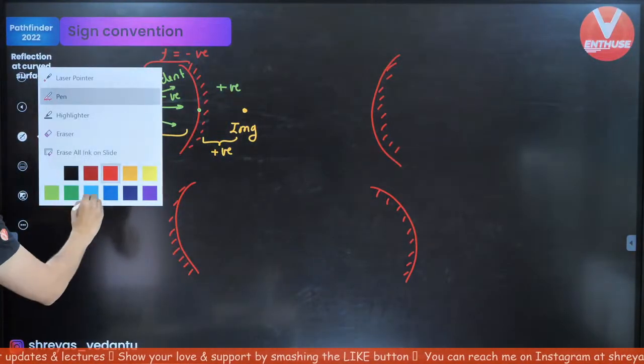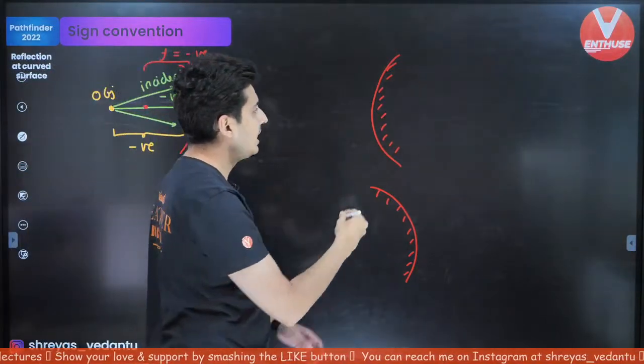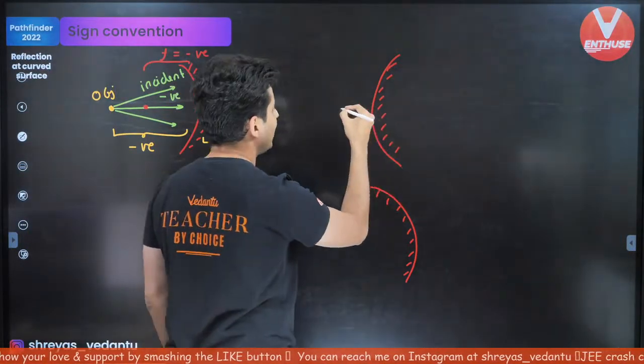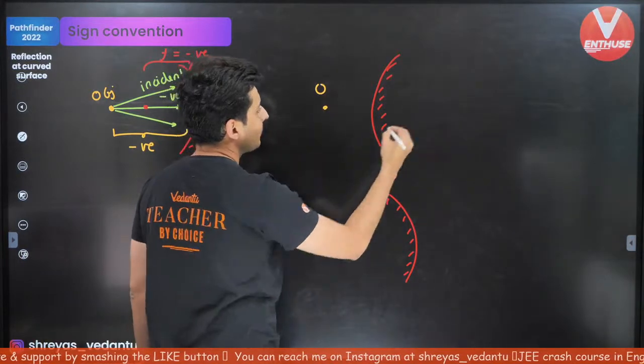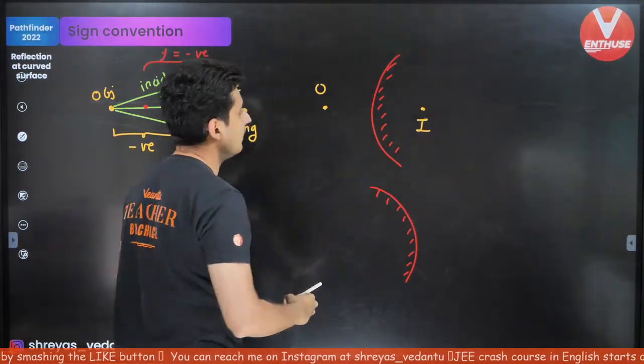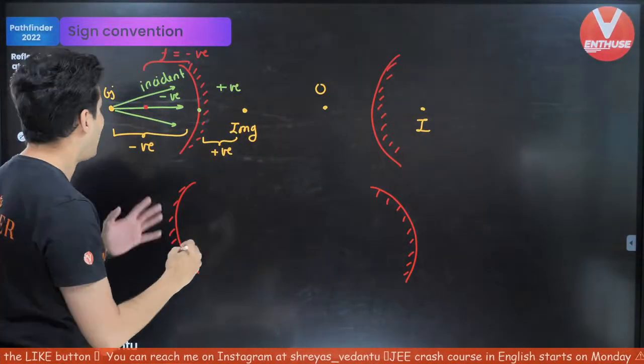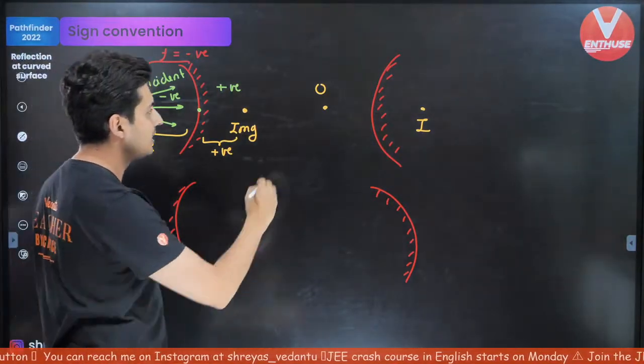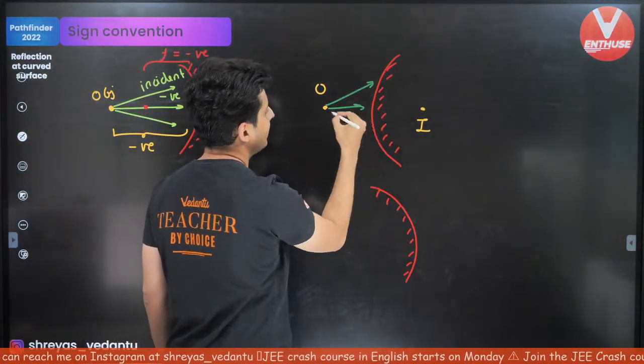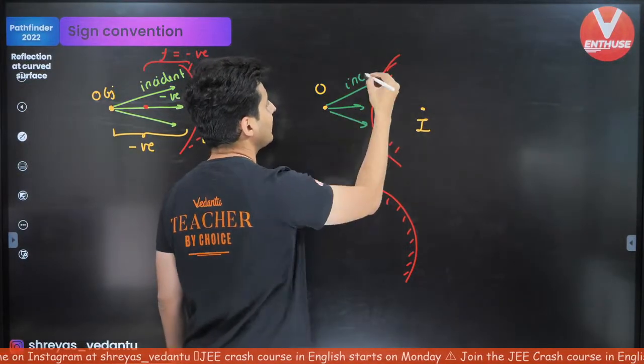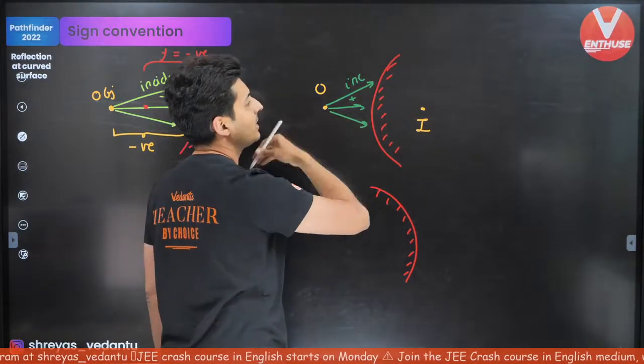Similarly, for this particular example, let's say the object is over here and the image is over here. In this situation, again, if you draw the rays which come out of this object, the rays will come out like this. So these are the incident rays and the incident direction is always positive.